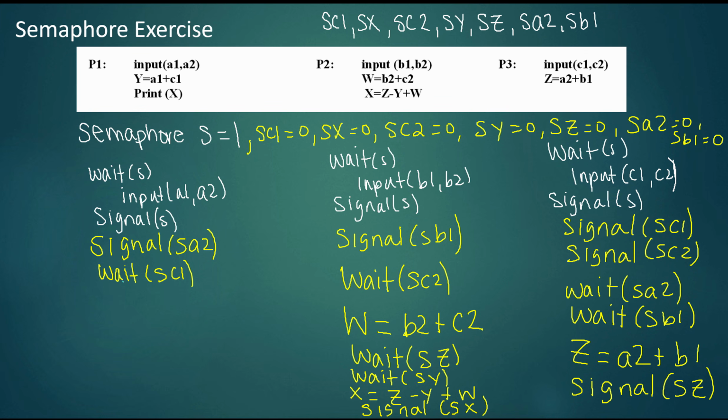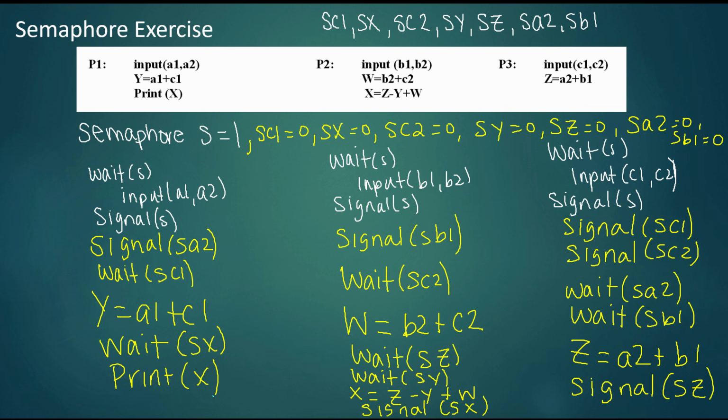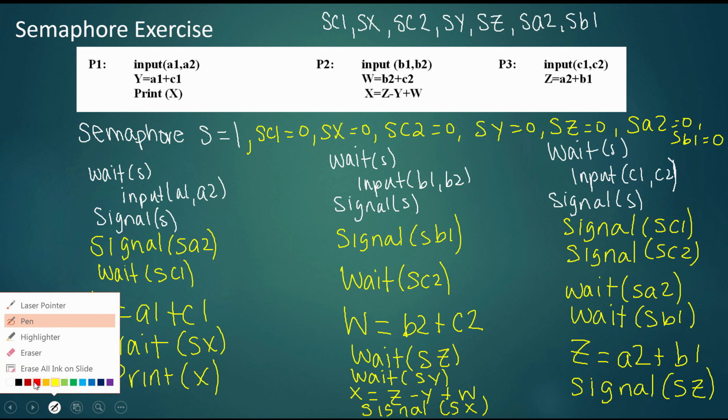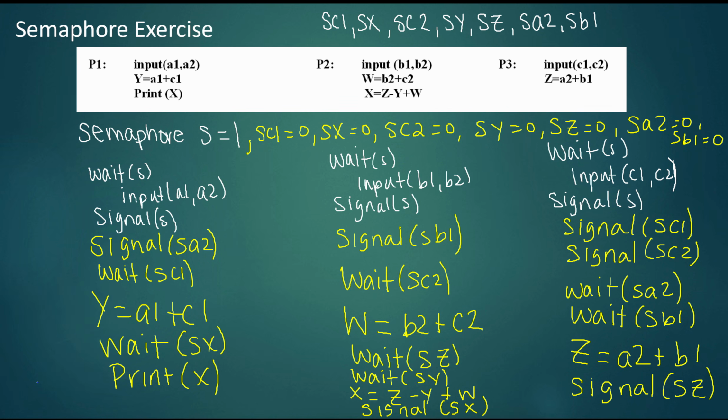And over here we have P1, which signaled that A2 was input, waited for C1, can now calculate Y, then must wait for X, and then can print X. So now we've succeeded in using semaphores to synchronize this work. Again, this is just a simple exercise that demonstrates how semaphores can be used.